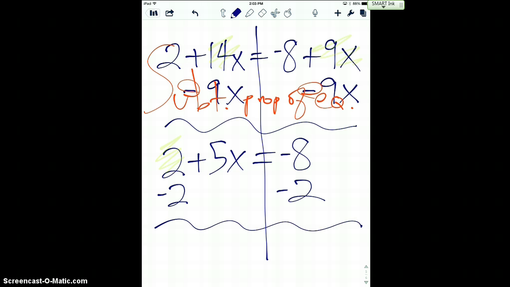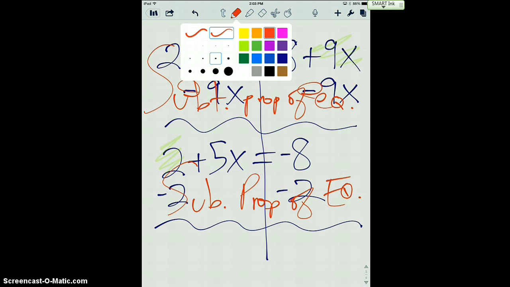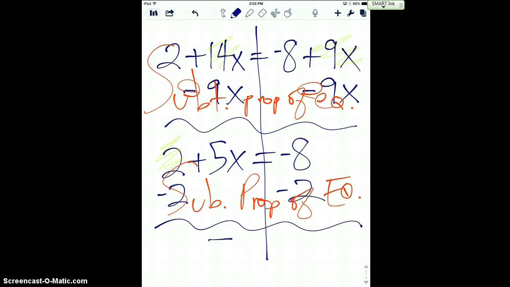Okay, so from there, which property did we use? Oh my gosh, we used the subtraction property of equality again. That's a popular one. And now if we simplify, we're at 5x equals negative 8 minus 2 is negative 10. And we have one more step to get rid of the multiplication by 5. We are going to divide by 5.